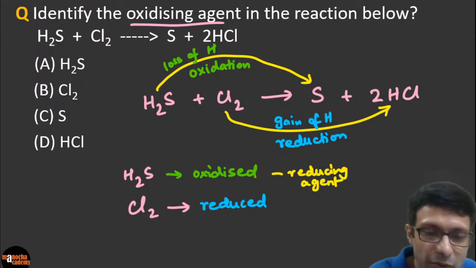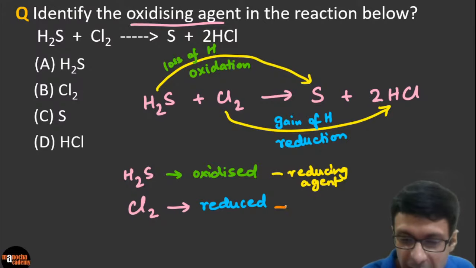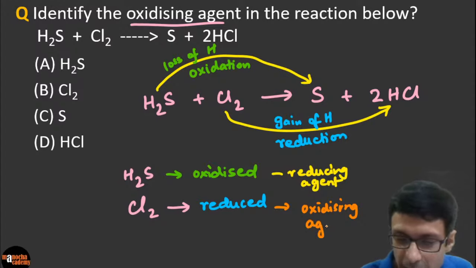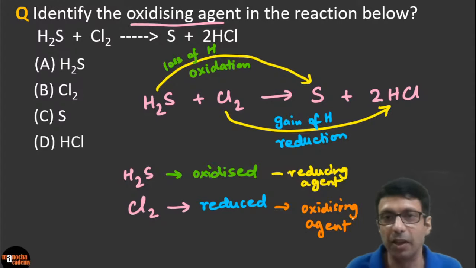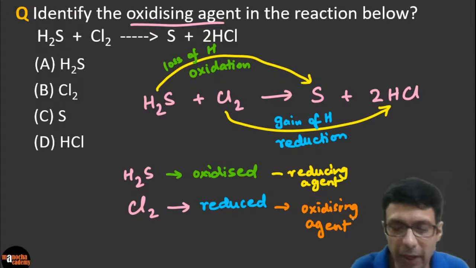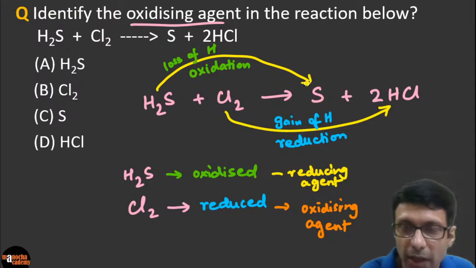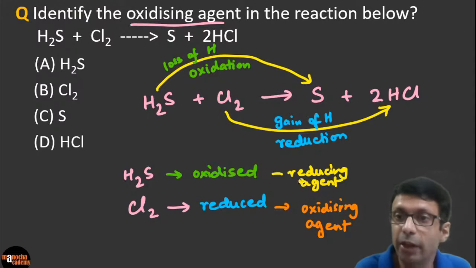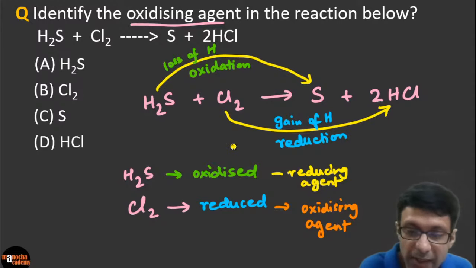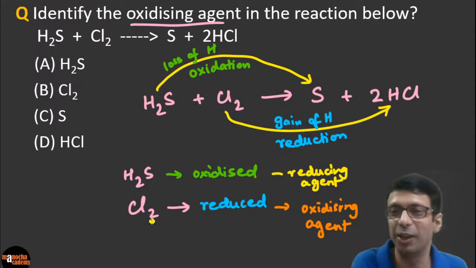And the fellow who gets reduced, okay, this guy is actually the oxidizing agent. So the answer is basically, now for the agents, it becomes opposite. So please understand, very simple, let me explain. Hydrogen sulfide, you all saw here guys, it is getting clearly oxidized because it is losing hydrogen. But it is the reducing agent. Why? Because it is helping his friend chlorine to become reduced.